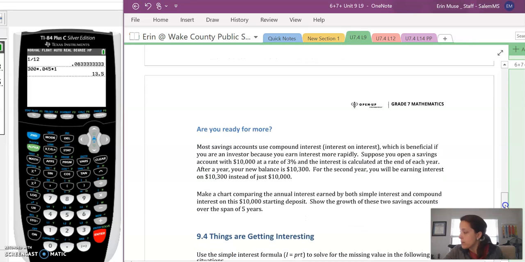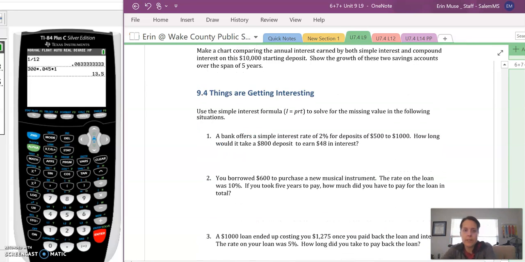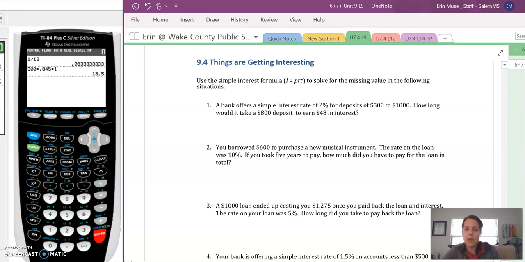And I am going to skip the next page, page 55, and move right to 56. So for 9.4, things are getting interesting. Use the simple interest formula, I equals PRT, to solve the missing value in the following equations. I'm probably going to do 1 or 2 of these with you and then have you go back and see if you can figure out the last 2.